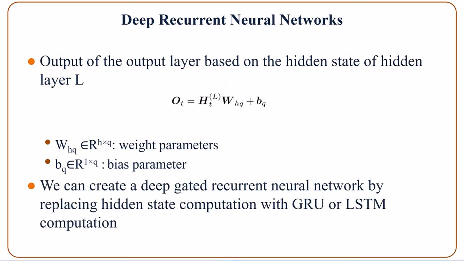The output of the output layer is based on the hidden state of the hidden layer uppercase L, which is the outermost hidden layer. And this is via the weight W_HQ. Q here is the number of categories or classes, and B_Q here is the bias vector. So this way we can create a deep and even very deep recurrent neural network by stacking multiple layers of gated recurrent units or long short-term memories on top of each other.